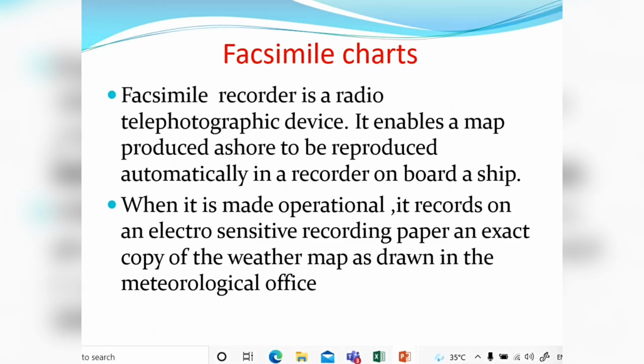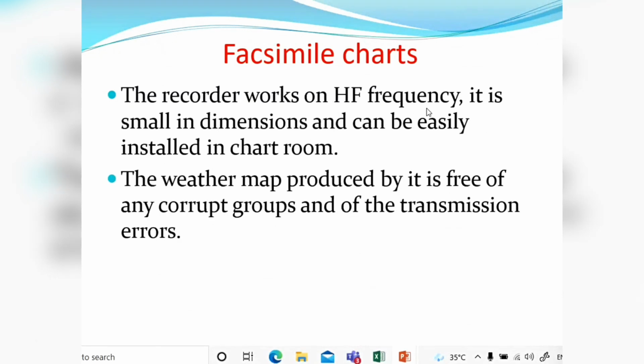So you tune it to that station, and you get a very good weather map showing all the pressure systems. That is a Facsimile chart. The recorder works on HF frequency, is small in dimension, and can easily be installed in the chart room. The weather map produced by it is free of any corrupt groups and transmission errors. So there is no text to decode. In weather reporting and weather coding, if some mistake happens, you may take a different meaning from it. Here it has made the map, so it is very easy to study the map: low pressure and high pressure areas.